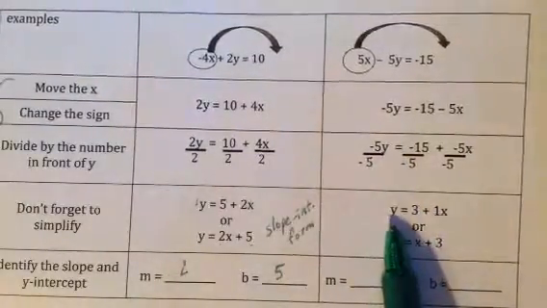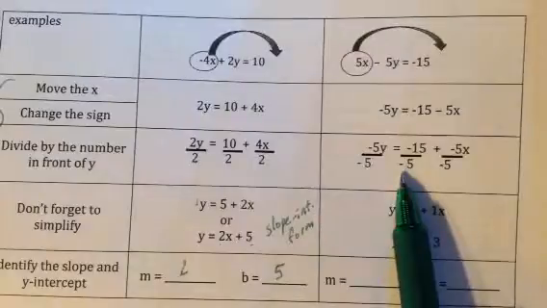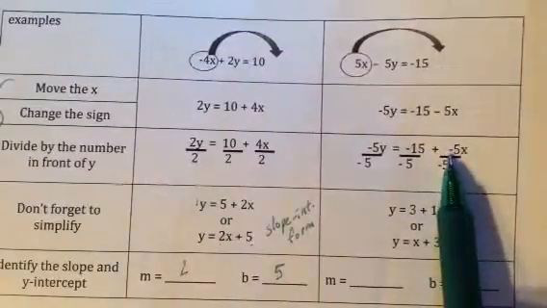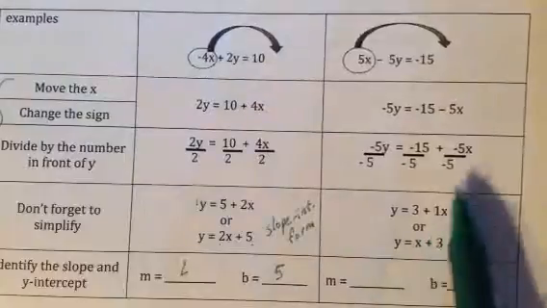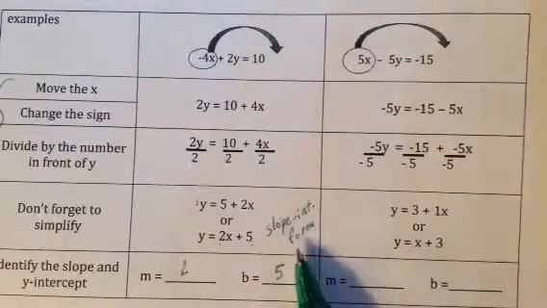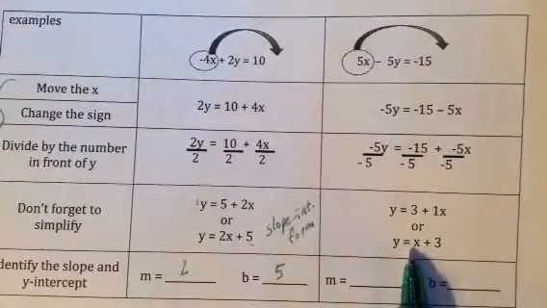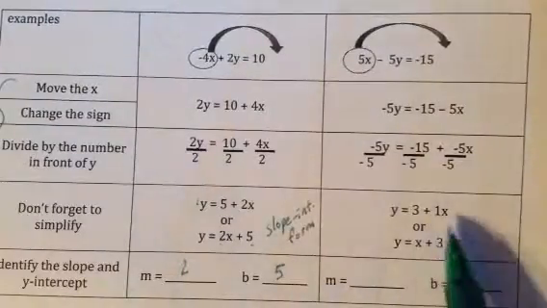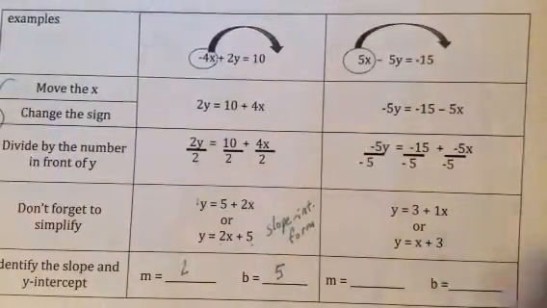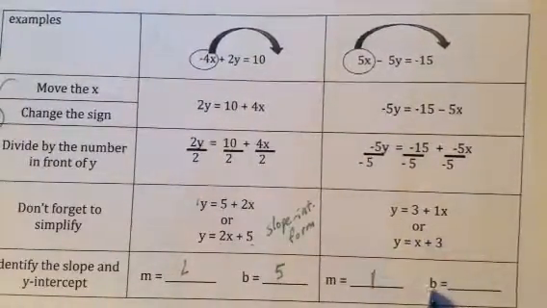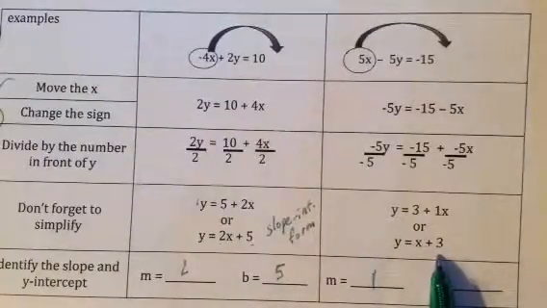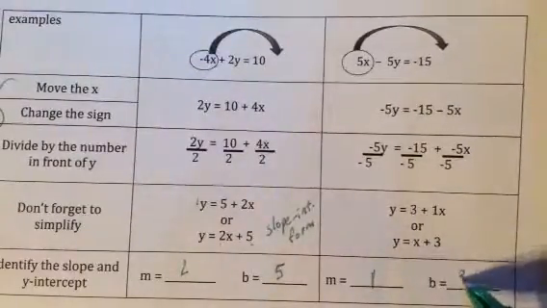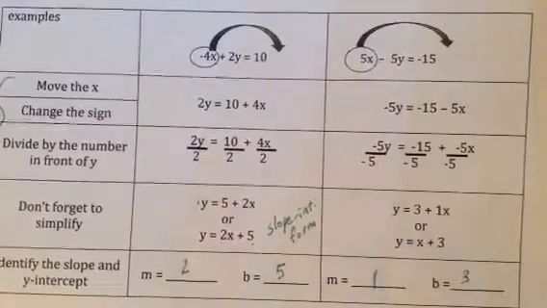Negative 5 divided by negative 5 is 1. Negative 15 divided by negative 5 is 3. Negative 1 divided by negative 5 will get you a positive 1. And remember to drop down the x. And remember, we want it in slope-intercept form, so this is why I put the x first. So what would the slope be? Remember, the slope is the number that's in front of the x, which is 1. And the b is the one that wants to be alone, so it's the number that's all by itself. Since that's a positive 3, then we're going to write 3. Had it been a minus 3, we would have put negative 3.